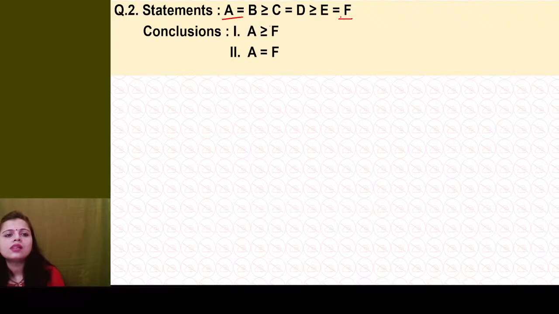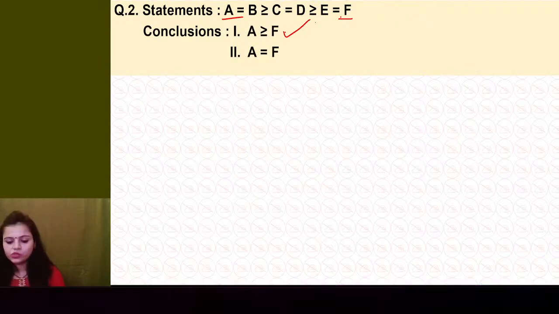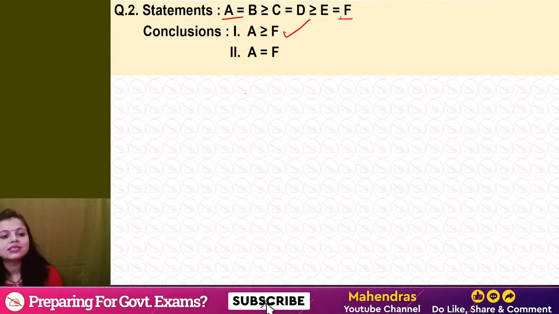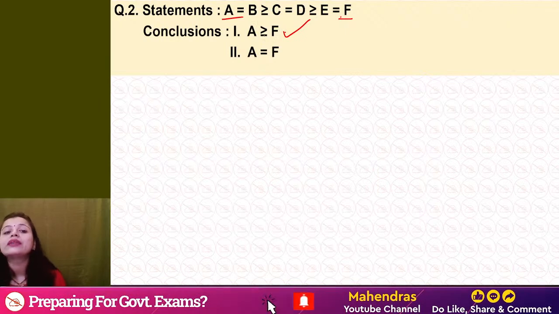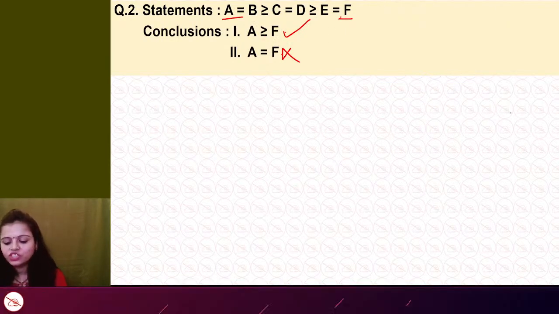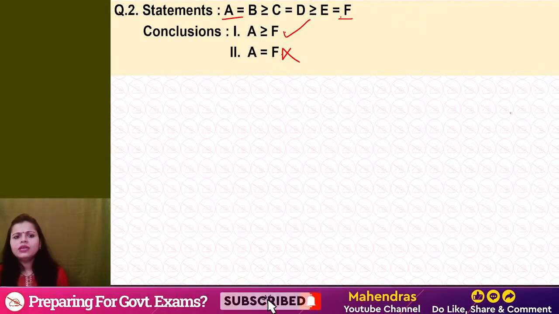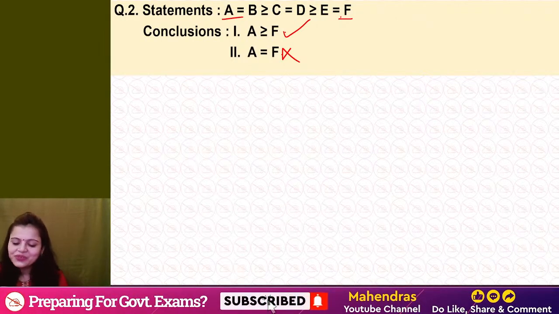See, equal, greater equal, equal, greater equal, equal. So obviously greater equal will get the preference. So A is greater equal to F is right. Now the second, A equal to F. So equal, greater equal, equal, greater equal. So obviously greater equal will get the preference. So equal is wrong. So your answer will be only one is true, not either or. We'll check the either or only in the case when both the conclusions are wrong. So conclusion 1 is right, then your answer will be only conclusion 1 is true.